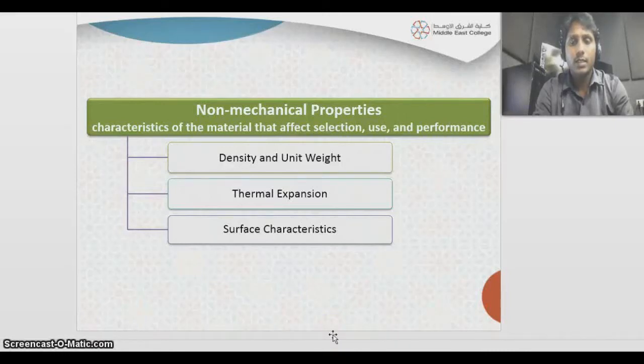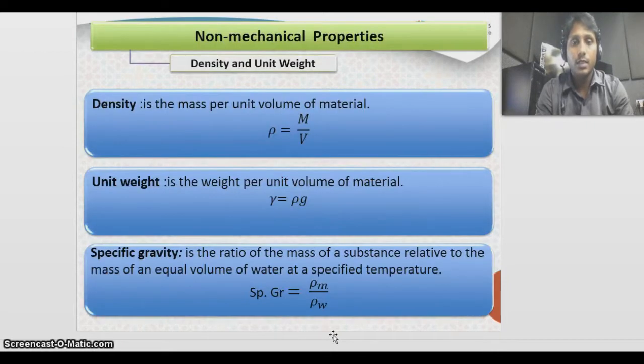Now I want to discuss the non-mechanical properties. This means the characteristics of the material that affect selection, use and performance. The non-mechanical properties are density and unit weight, thermal expansion and surface characteristics. So what is density? Density is the mass per unit volume of material.